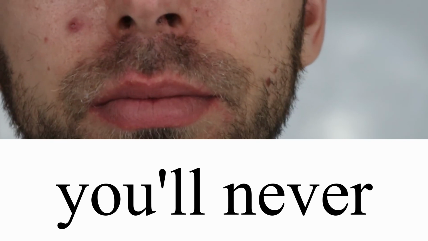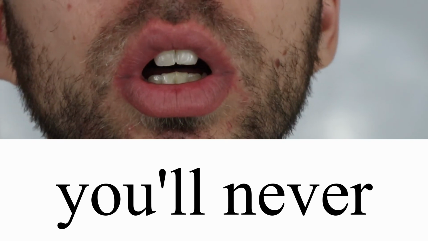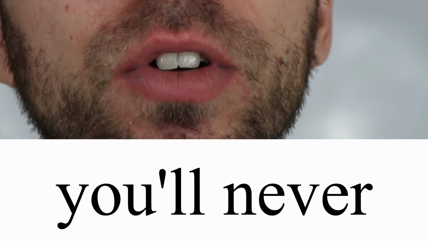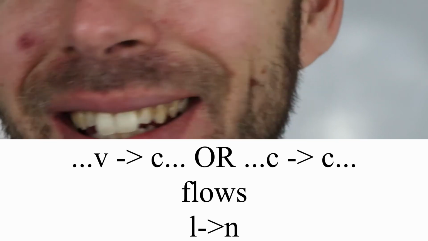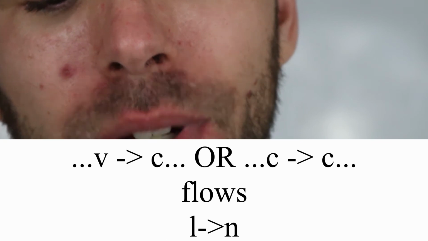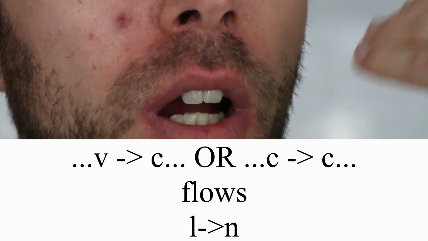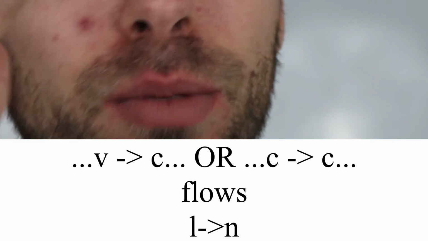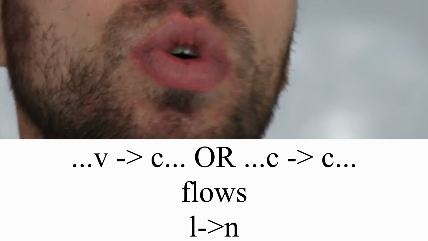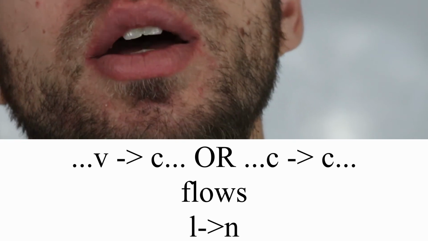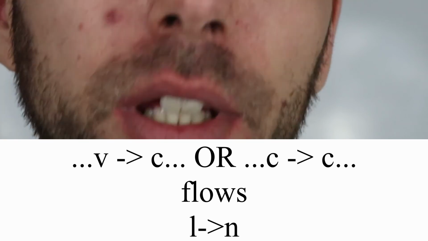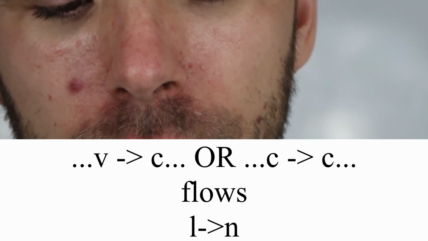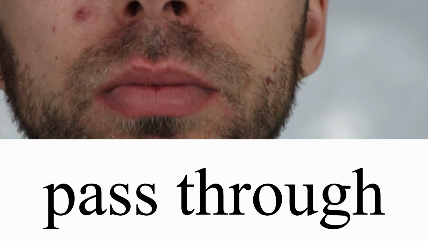You'll never. This one does not connect. You can bring that half L vowel up into a consonant because the N position is right there where the L would be as a consonant. But either way, it'll flow nicely, but it won't really connect. There's nothing special happening.